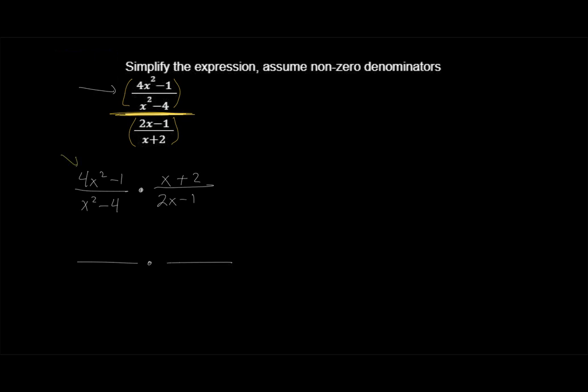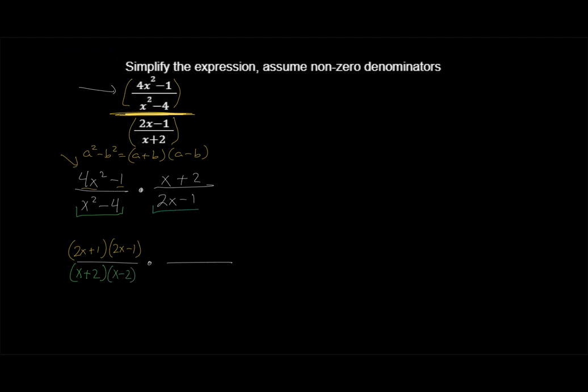So starting with the top left again, it looks like there's no common monomial. However, both terms are perfect squares, so it follows the a squared minus b squared pattern, whose factors are a plus b and a minus b. Which means the factors of 4x squared minus 1 are 2x plus 1 and 2x minus 1. The second expression in the bottom left here, there is no common monomial, and again it happens to be both perfect squares. The factors of that one are x plus 2 and x minus 2.